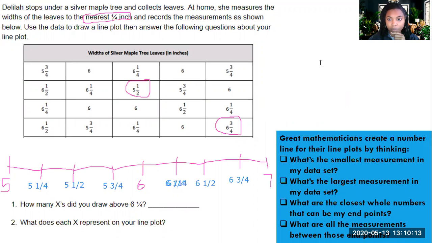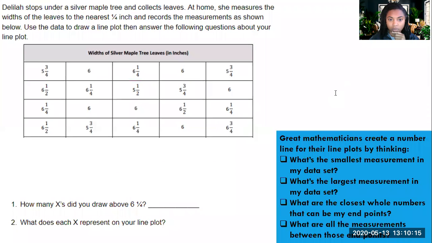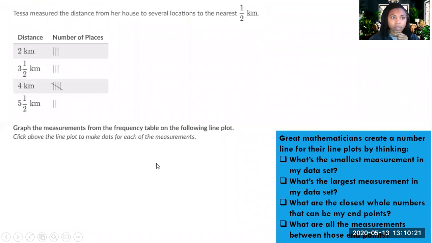Let's do another one. Here it is. It says Tesha measured the distance from her house to several locations to the half kilometer. Here's the distance and number of places. Now I'm just working on the line plot part. So let's do that again.